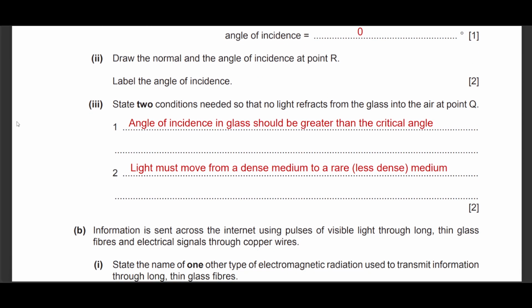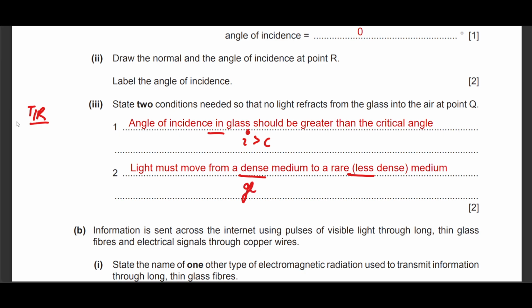State two conditions needed so that the light transfers. Again, he's asking you indirectly about the total internal reflection phenomenon. And we understand that there are two conditions for it. The angle of incidence in the glass, in the denser medium, should be greater than the critical angle set out by the refractive index. And the second point is that, as a must, light should be moving from a more dense or high density medium to a low density medium.